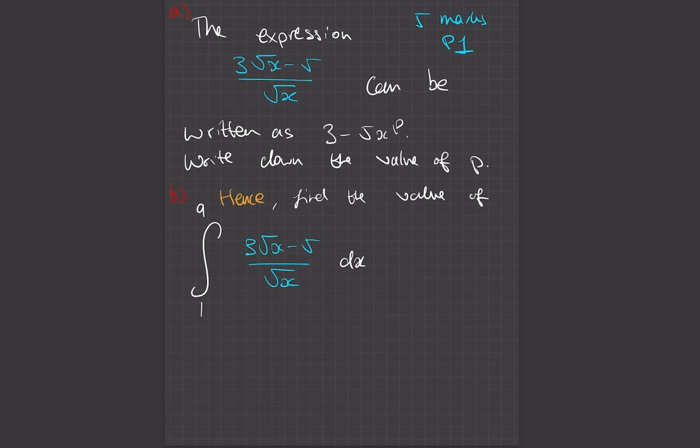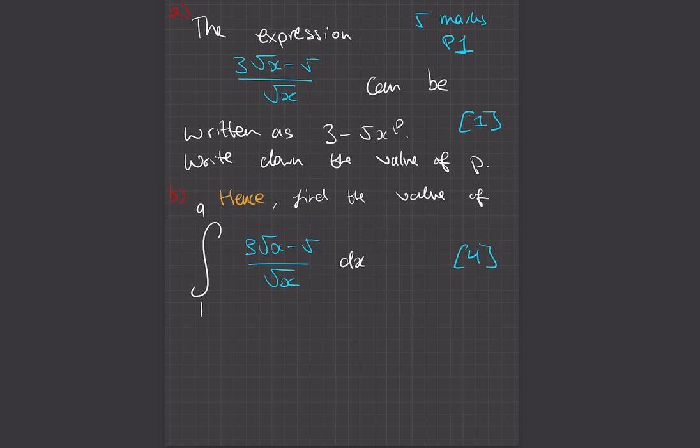Today we're going to be looking at a 5-mark paper 1 question. This is a calculus question, specifically an integral question. It's only 5 marks, so it's not too long, it should take you about 5 minutes. The first part is worth 1 mark, so it's very easy. The second part is worth 4 marks, so that's where the difficulty is in this question.